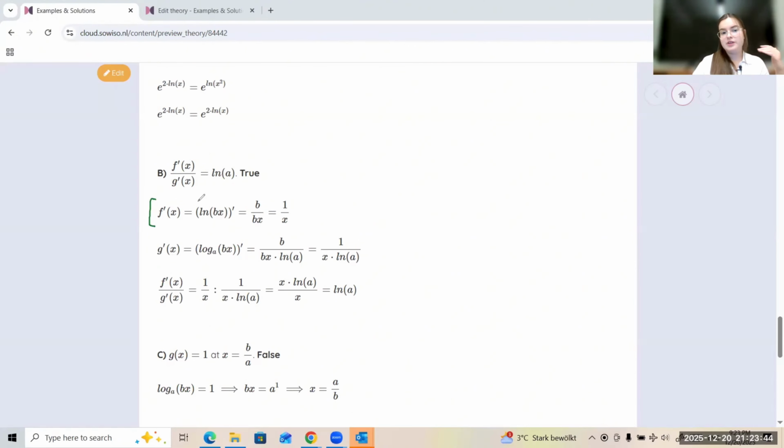So here we have a function, and we want to see if we divide the derivative of f of x by the derivative of g of x, if we get ln a. So let's get started. When you have a function of x, let's say ln of x, the basic function with nothing else, the derivative of that is just 1 over x. This is a rule that you should memorize by heart, honestly, if you're studying for this exam.